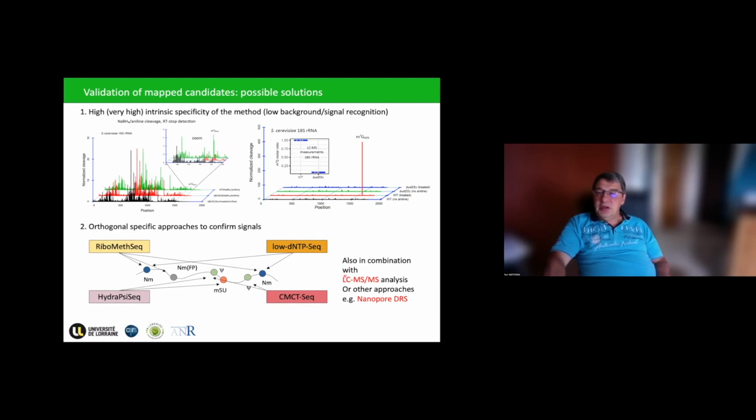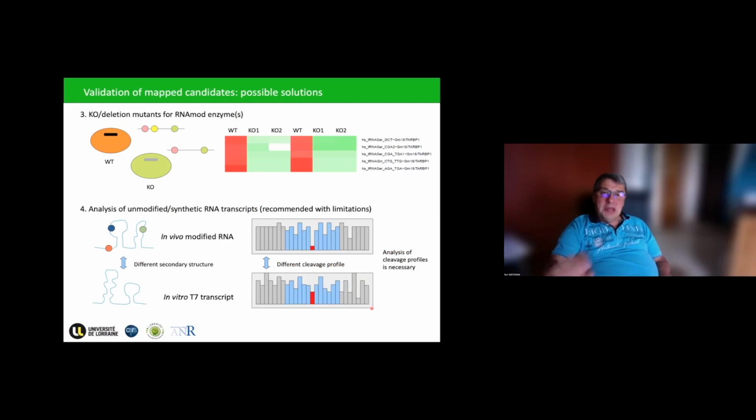And of course, this can also be done in combination with LCMS, or now with nanopore sequencing, both in direct RNA sequencing and cDNA sequencing also. So a very good method, which I would recommend to everybody, of course, is the usage of KO deletion mutants when it's available, because when you have a signal corresponding here for modified nucleotide in tRNA, and in KO it disappears, this is a very good sign that indeed the signal corresponds to RNA modification.